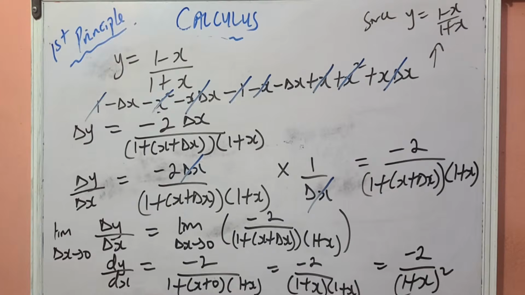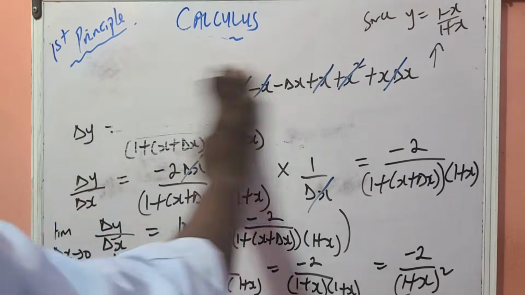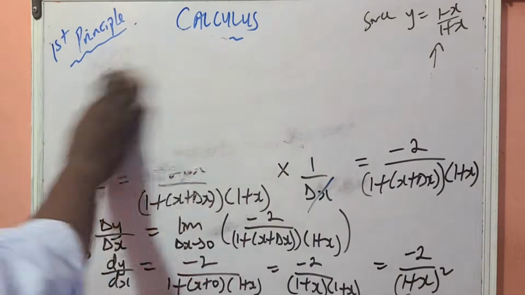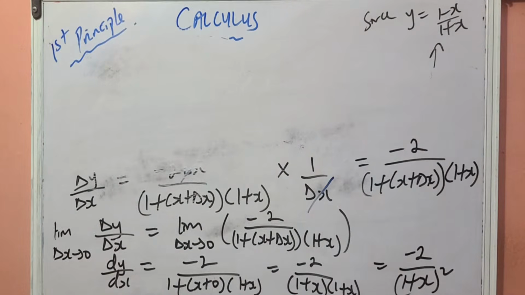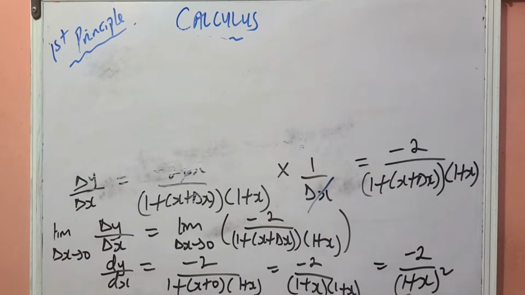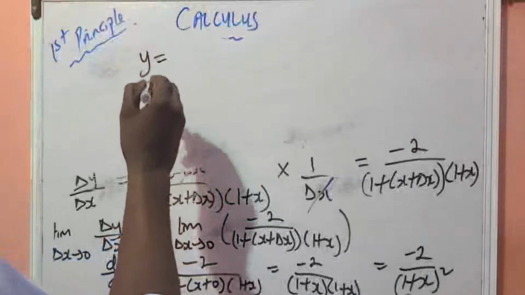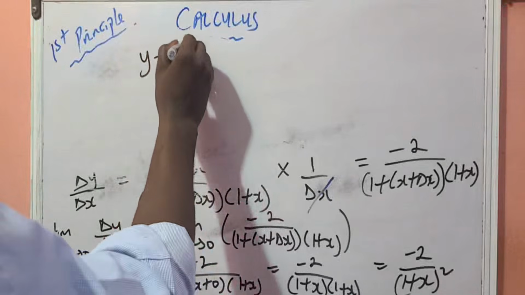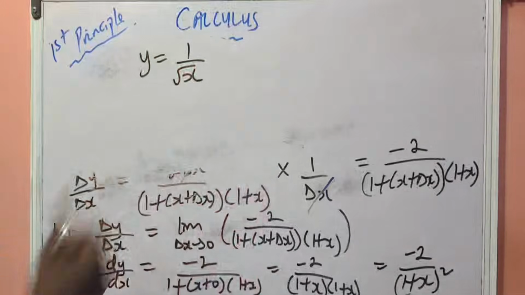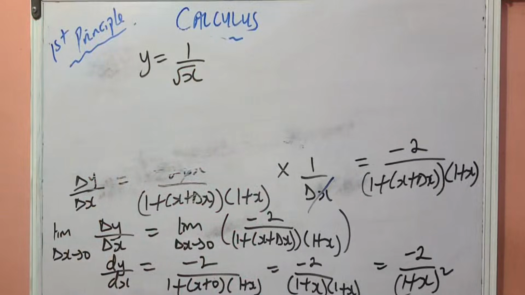So this is going to be the next one we're going to be solving. Let's take something looking a bit more complex, and let me see how you do with this. Let me see how you get this done. Look at this question now. y is equal to 1 over square root of x. How do you solve this?